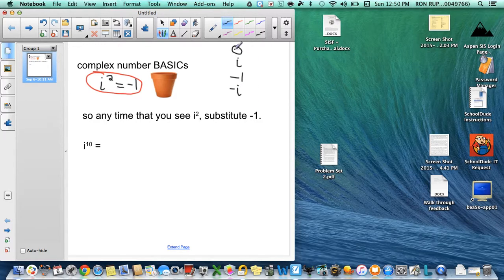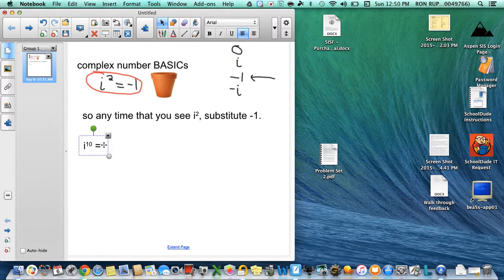So you could say 0, 1, 2, 3, 4, 5, 6, 7, 8, 9, 10. You can see that i to the 10th is probably going to be -1. i to the 10th power is probably -1.